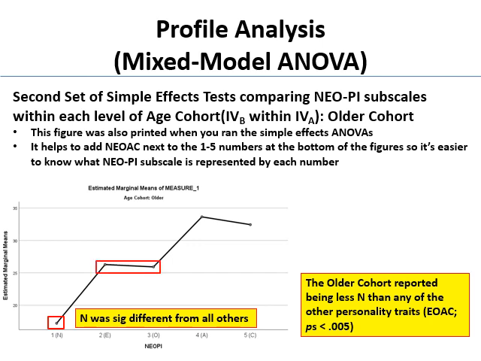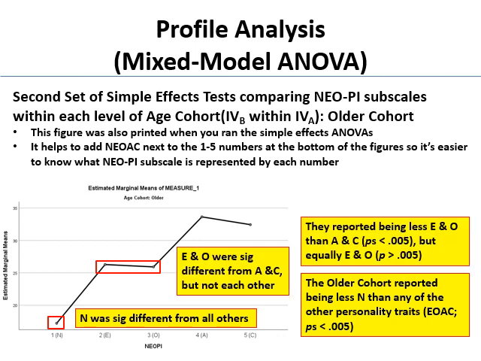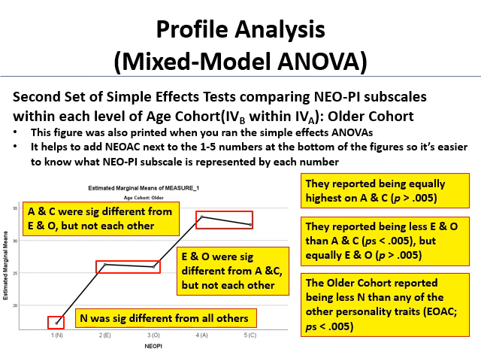Cool. How about next? Well, remember that E and O were lower than A and C, but they were not different from each other. That's like a second level. So they thought they'd be lowest on N, next highest on E and O. Okay. Finally, A and C up there, significantly different from N, E, and O, but not from each other, right? And you can see they're higher. So they reported being equally highest on A and C. So putting this all together, older people report being the highest on agreeableness and conscientiousness, then extroversion and openness, and lowest among the five subscales on neuroticism. So it's kind of interesting.